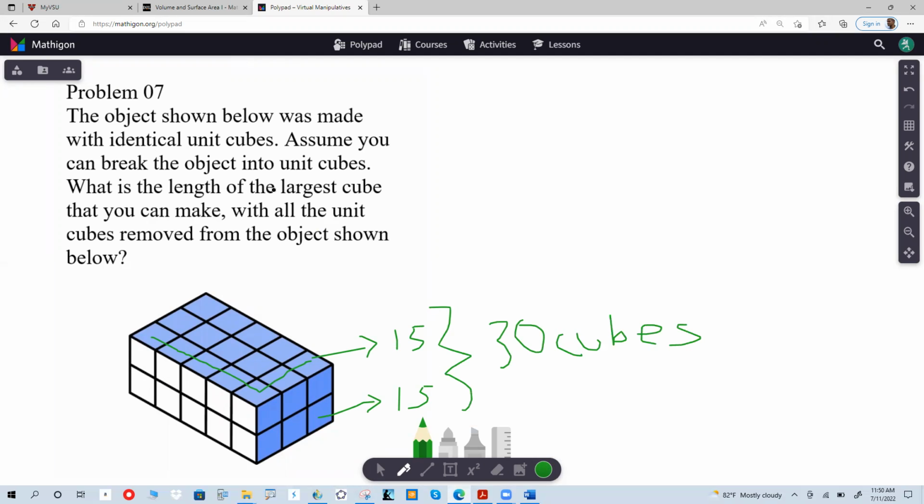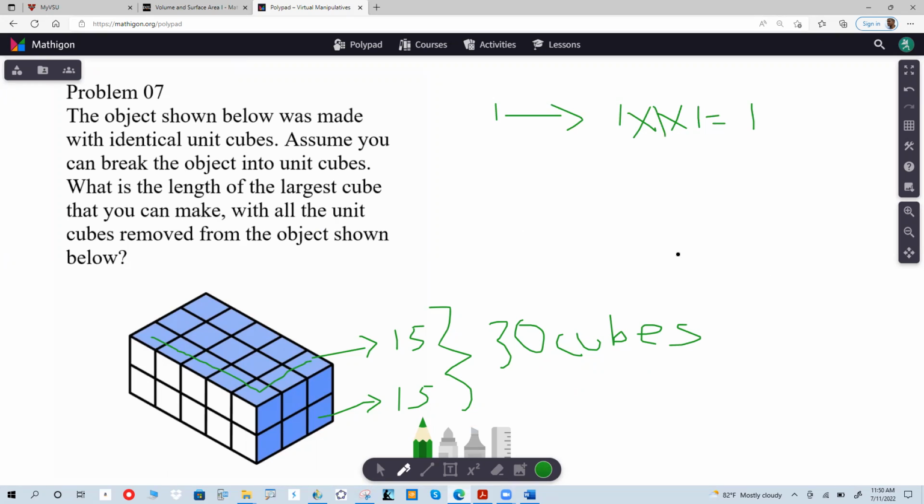What is the length of the largest cube you can make with all the unit cubes removed from this object? So you have access to 30 unit cubes. What's the largest cube you can make? Well, with 1 cube, you can make a 1 by 1 by 1. Okay, so it's a tiny cube with 1 cube.